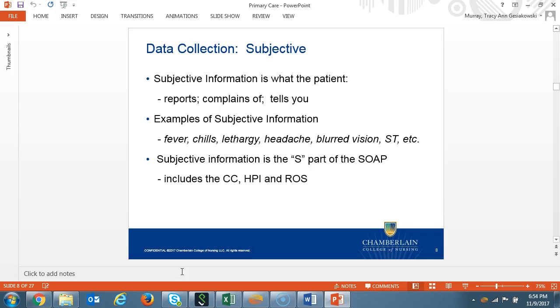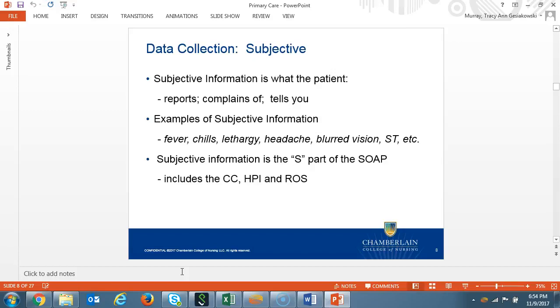First, I want to go over two important distinct concepts that seem to be an area of confusion for many students: subjective and objective findings. We will discuss these in more detail when we introduce the SOAP Note lecture. But to start, subjective information is what the patient reports, complains of, or tells you in response to your questions. Examples of subjective information include the following.